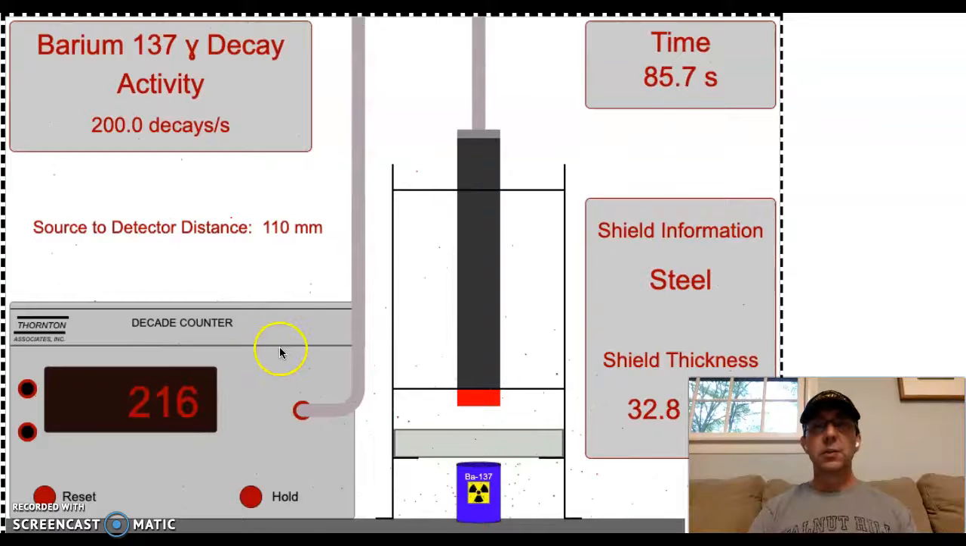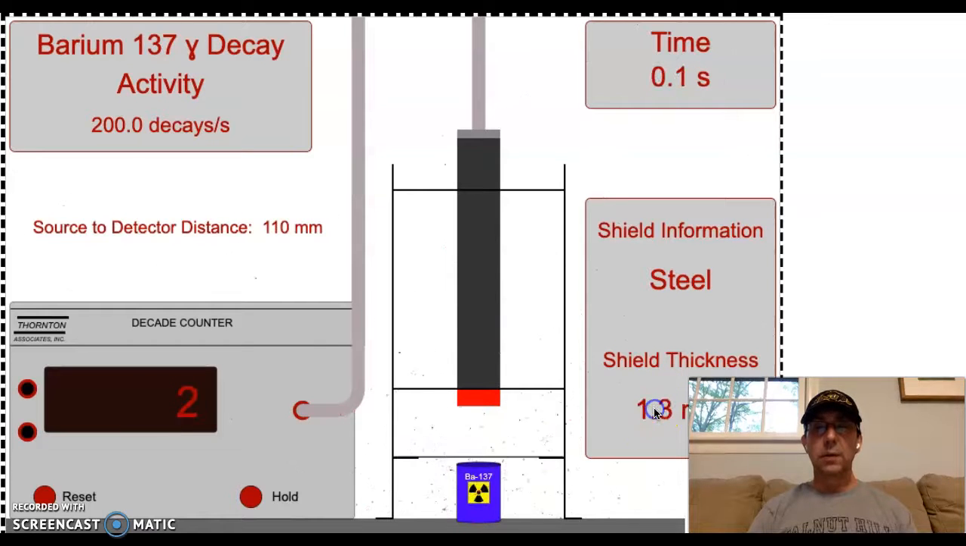In the second lab, we're going to look at radiation versus the shield material. So what we're going to want to do is have the barium-137, that gamma emitter, and we're going to choose the biggest thickness. If we cycle through the thicknesses, you're going to find the thickest is 32.8 millimeters. And so what you're going to do is measure for just 20 seconds.